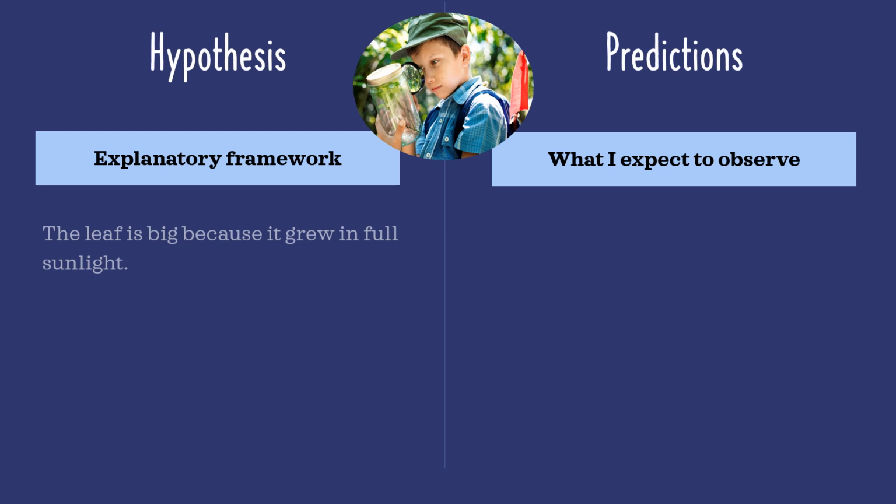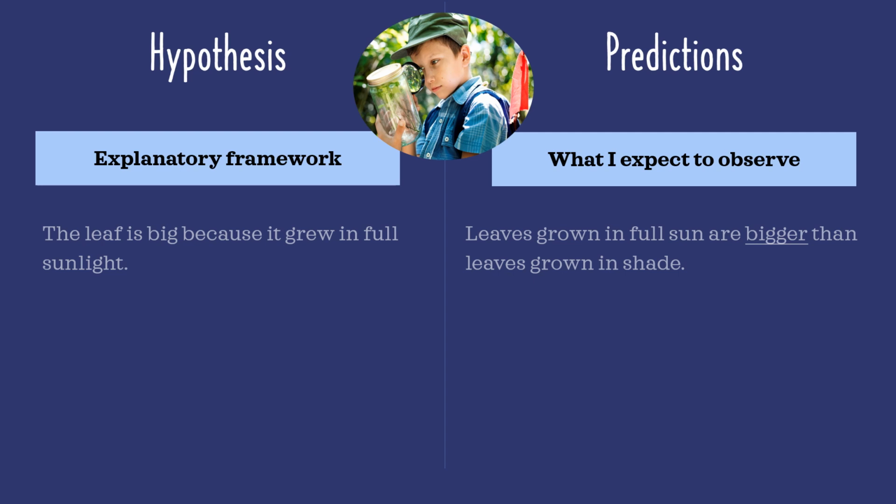If this hypothesis is accurate, then what do you expect to observe? Predictions are predicted observations. One way to test this hypothesis is to measure leaves of this plant that were grown in various light conditions. So here I've selected full sun versus shade. Leaves grown in full sun are bigger than leaves grown in shade. And full sun is a gardening term that refers to areas that get sun in both the morning and afternoon.